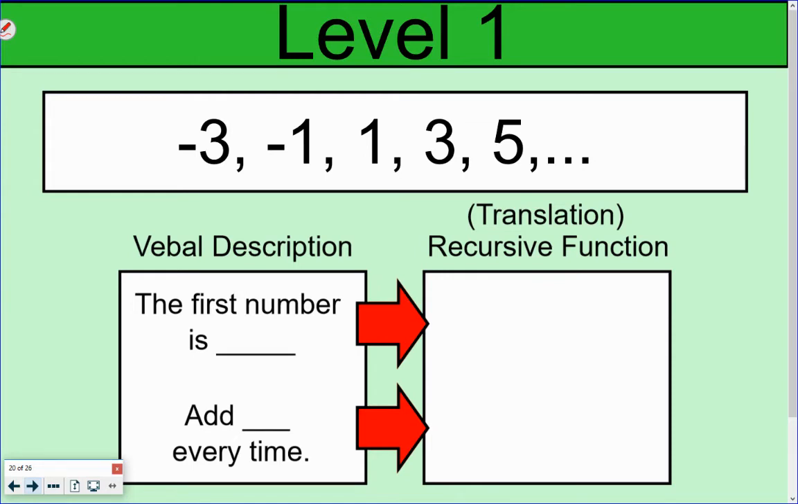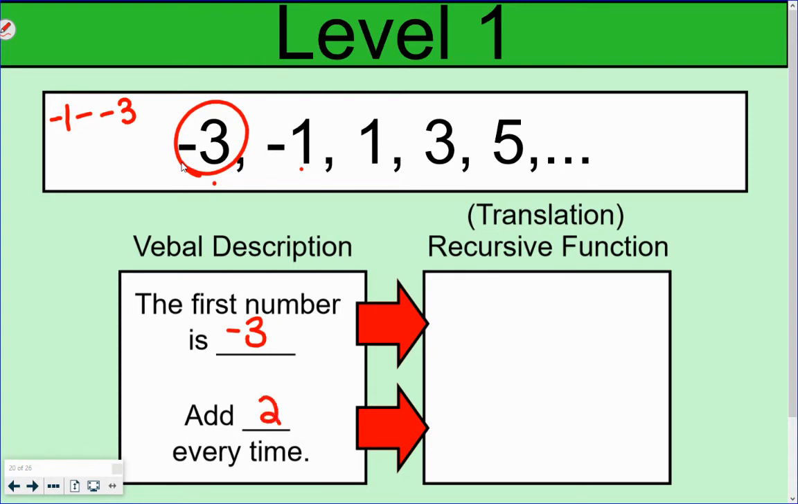Okay, the first number is, there it is, -3. Add what every time? Ooh, negatives are not my strong suit. So I'm going to actually type in my calculator. -1, which is my second term, subtract my first term, which is -3. Okay, -1 subtract -3 is going to be 2.